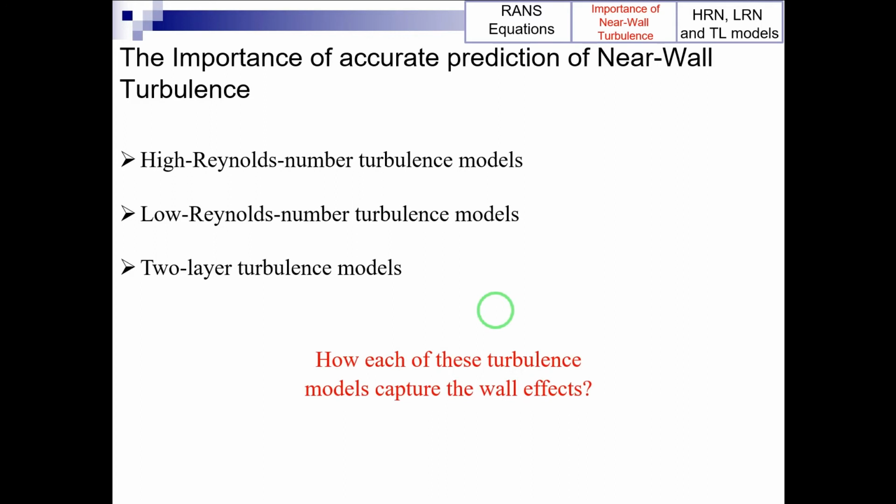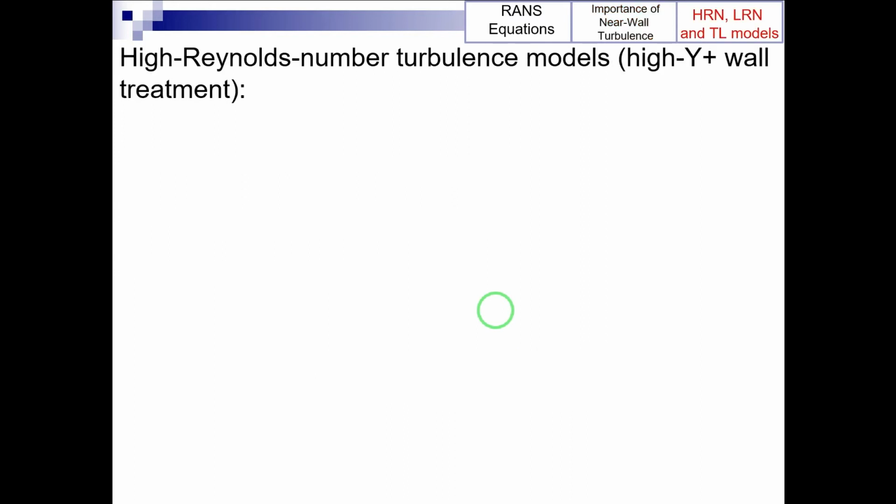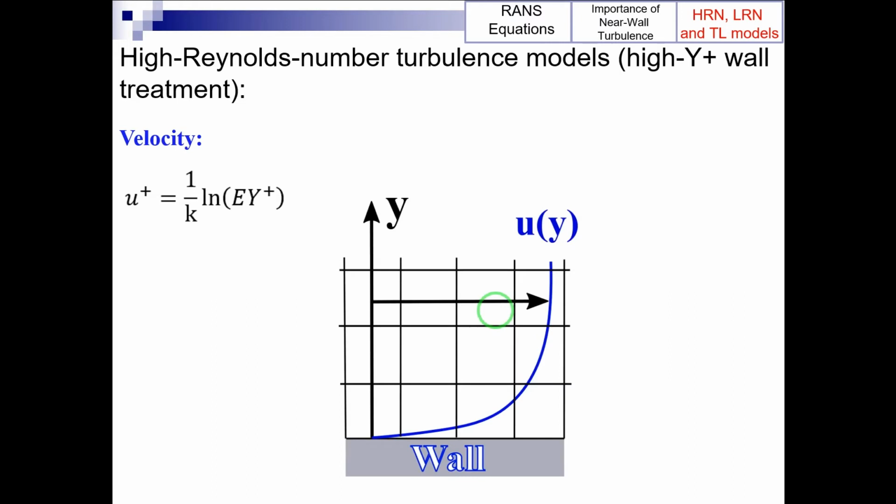Okay, first let's talk about the high Reynolds number turbulence models. In these models, the velocity is obtained using the wall function as shown here. Therefore, the center of the first cell immediately next to the wall should lie within the logarithmic region of the boundary layer, which is equivalent to y plus values between 30 to 500.